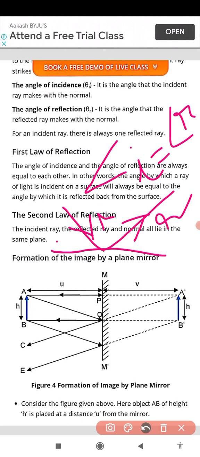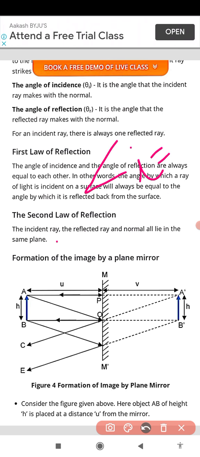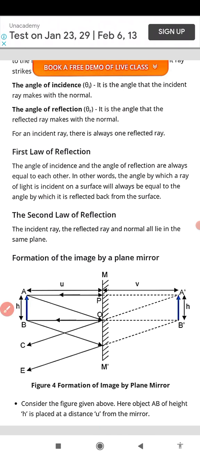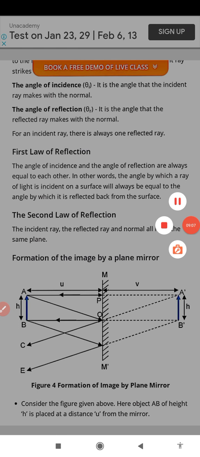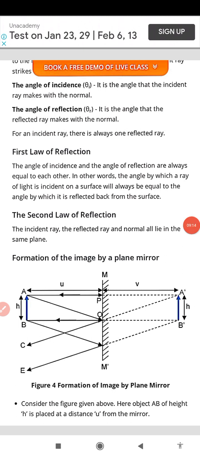Now dear student, we will learn about the formation of the image by the plane mirror. How does the image get formed as a result of the reflection of light by a plane mirror? So you will see here.